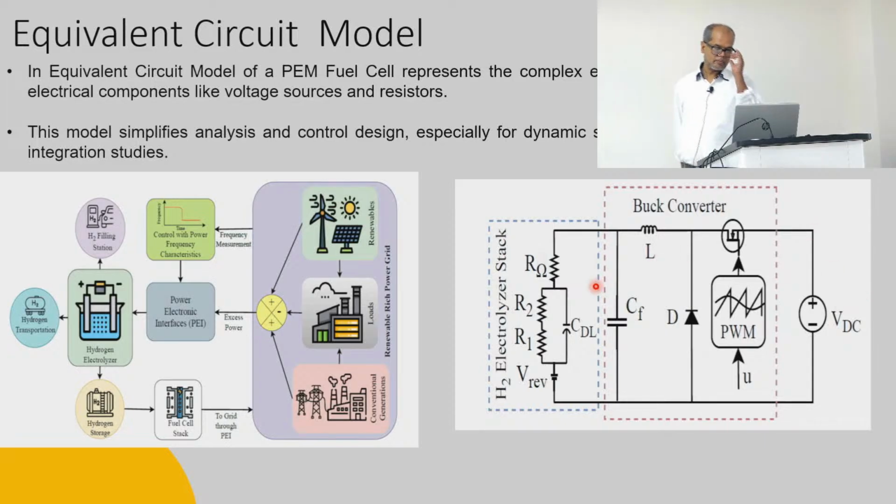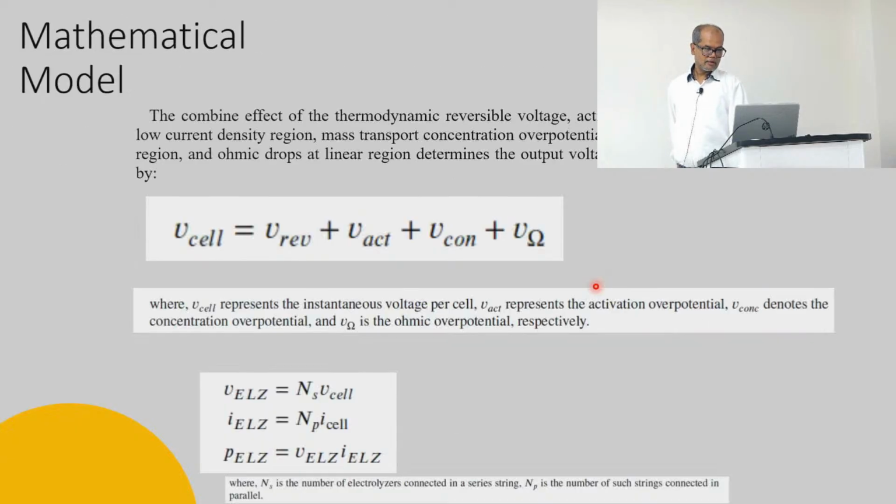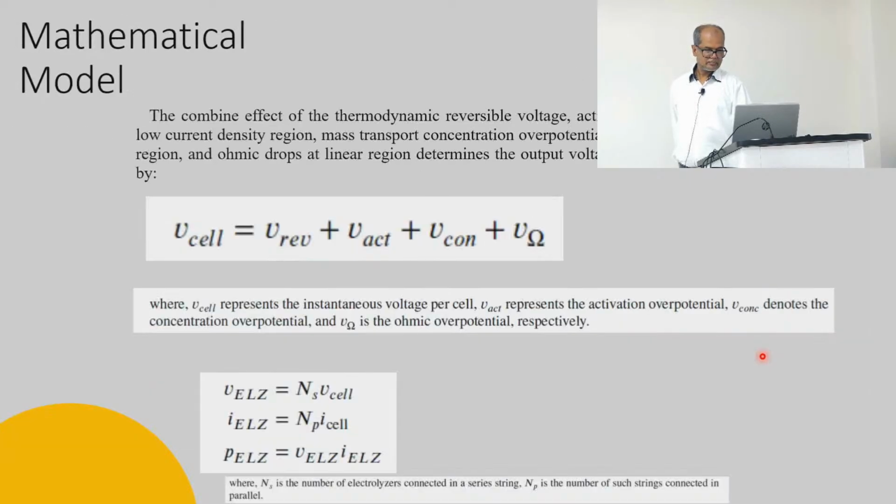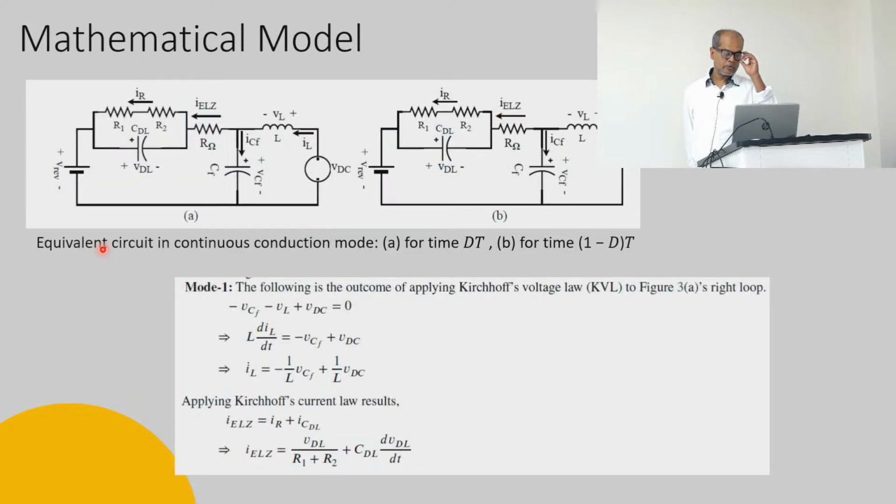So using this, we just apply KVL and KCL. For example, here for the voltage, the reverse voltage and the losses that we mentioned, these three things with the reverse voltage. Actually, this is the same equation, but only using V instead of E. So we can use that for the voltage equation.